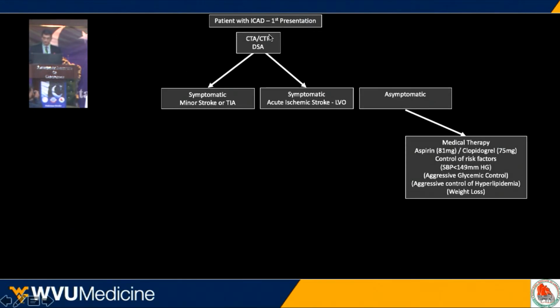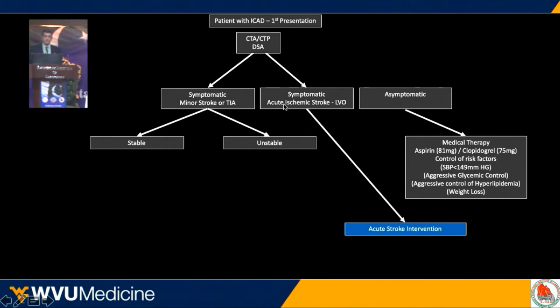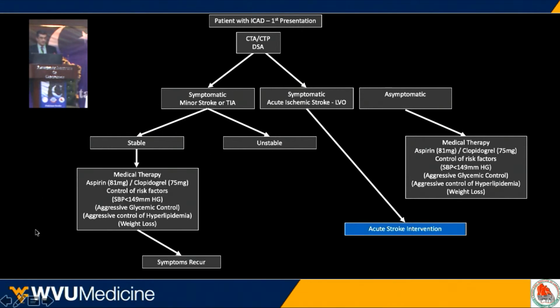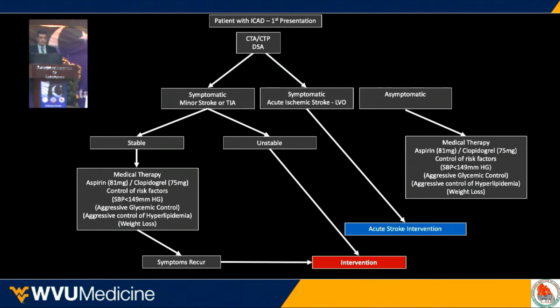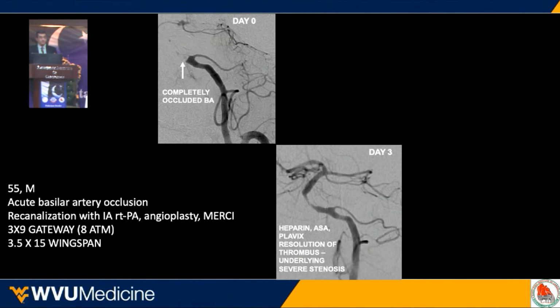So first presentation with some neurological symptoms, you do assessment, CT, DSA. If the patient is symptomatic, minor stroke or TIA, versus large symptoms, acute ischemic stroke, versus asymptomatic. If the patient is asymptomatic, obviously the patient goes to medical management. In a symptomatic patient, acute ischemic stroke, acute intervention is indicated. In a symptomatic stable patient, meaning the patient is not labile, you can consider medical therapy. If the symptoms recur, then the patient goes to acute intervention, or if the patient is unstable, labile symptoms, the patient goes directly to acute intervention.